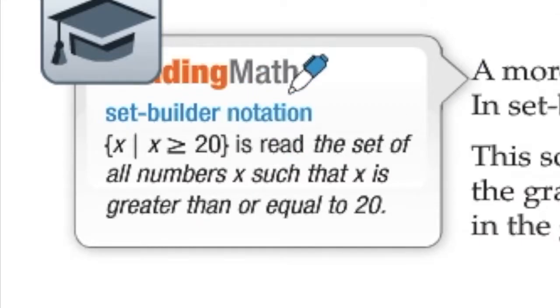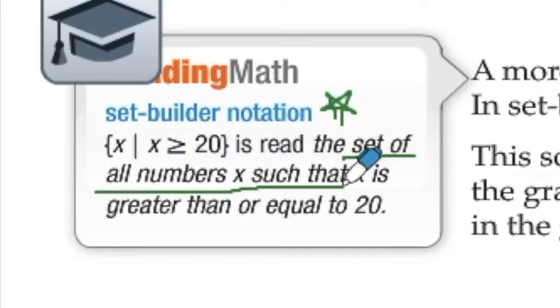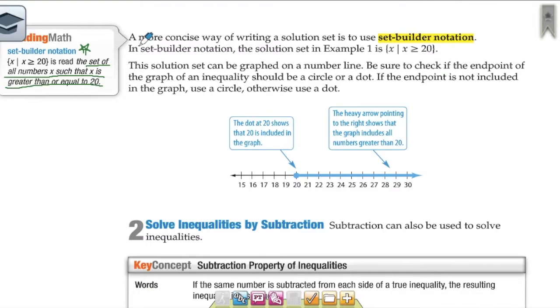On page 286, you're introduced to set builder notation. And the way that's read is the set of all numbers x such that x is greater than or equal to 20. So set builder notation is just a more concise way of writing a solution set. And what we're going to use are curly braces, and then we're going to use our variable. This symbol right here is such that, and then we have x, and then we have our inequality, and then we have our number. So just put that to memory, write the definition down, put an example in your notes, and we will apply it here in the next example.